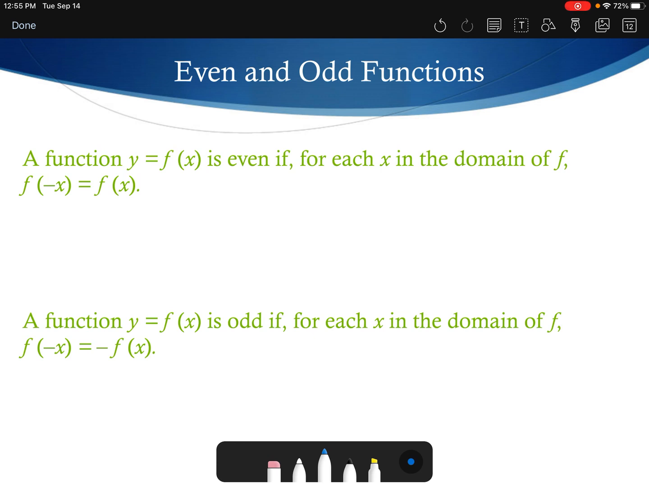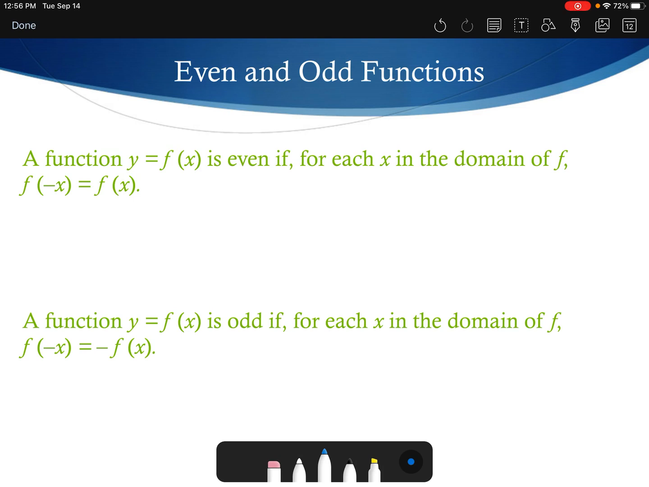Okay, so now let's talk about even and odd a little bit. Even and odd functions are simply, you have functions that are even, odd, or neither. Okay? So they're either even, or they're odd, or they're neither one, and we don't really care about what we're going to call those. So don't panic if they're not even or odd.